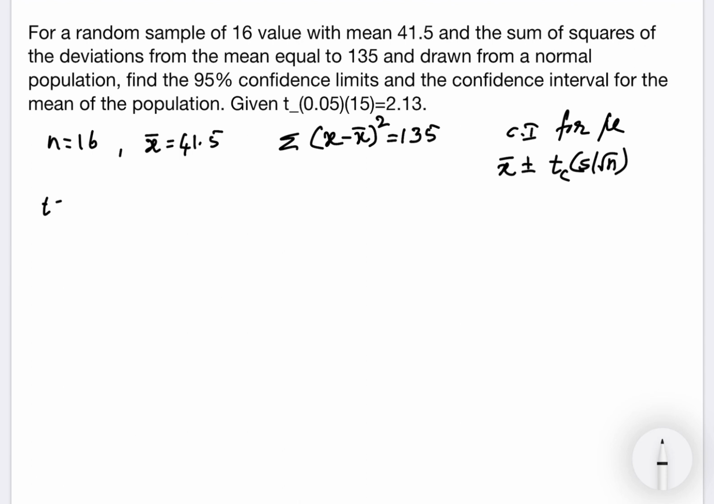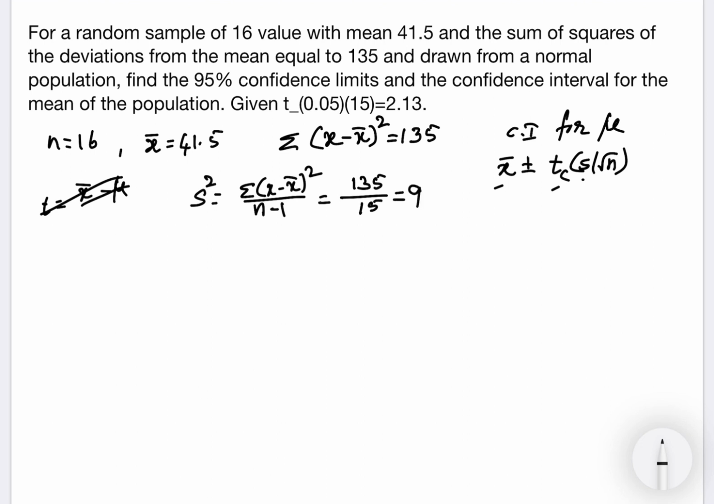For t we need x bar minus mu. In order to find the confidence interval, we need x bar. X bar is known. Tc is also given. We need to find s. We know what is n. So s square is given as summation of (x minus x bar) the whole square divided by n minus 1. But we know summation (x minus x bar) the whole square is 135, divided by n minus 1, which would be 15, and it is found to be equal to 9. So this implies s is equal to 3.